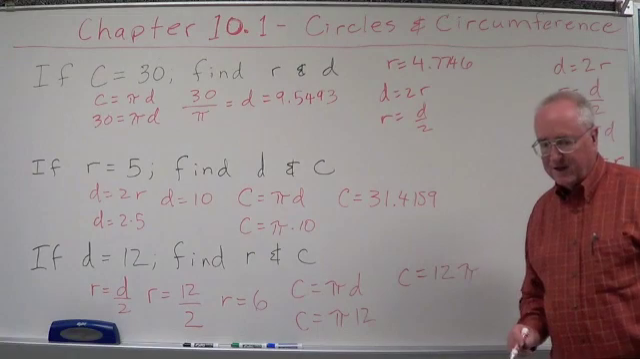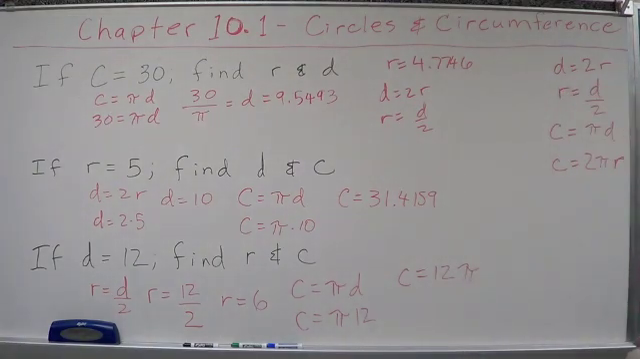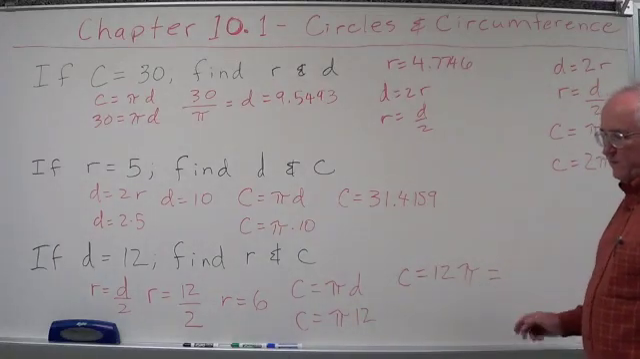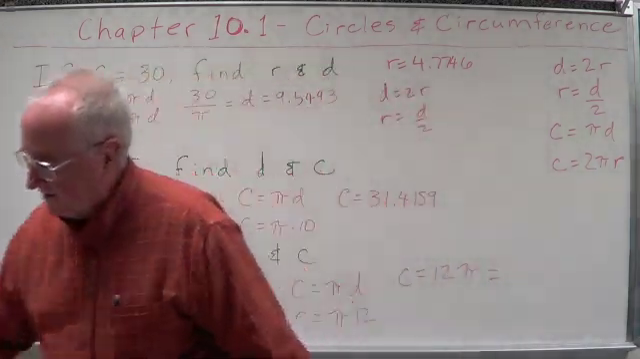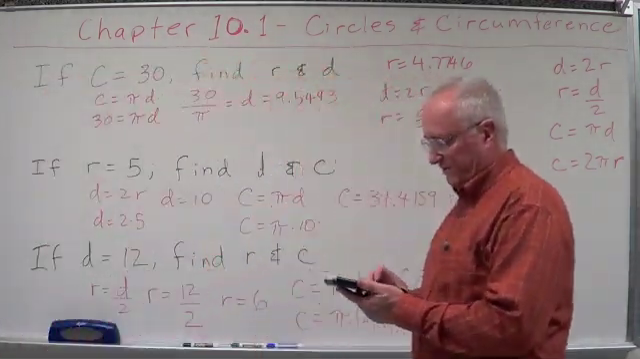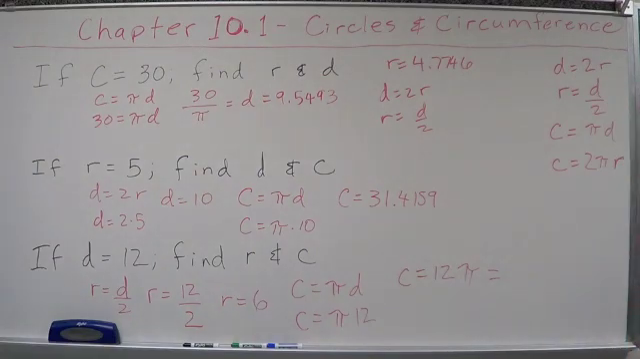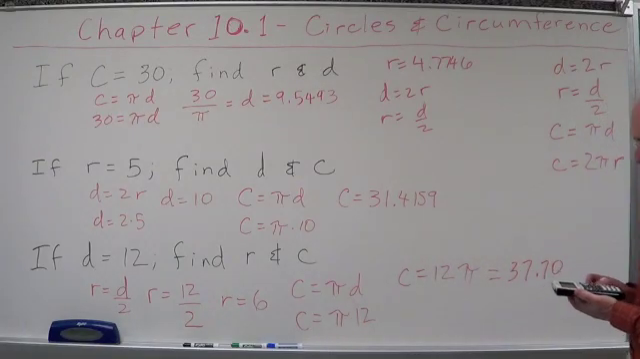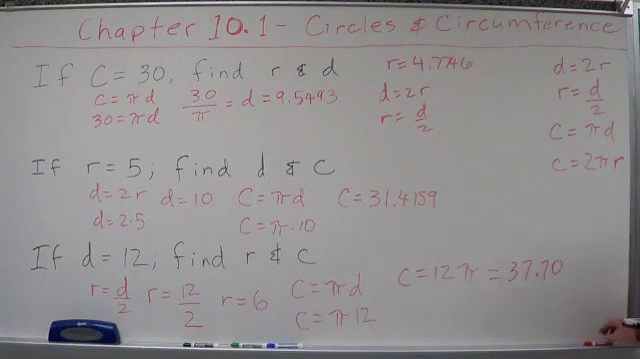Now, here's an interesting thing. If we want the exact measurement of our circumference, we would leave it just like this. Why? Because this would be exact. However, if we want an approximation to 2 decimal places, we would say 12 times pi equals 37.70. So those are just some sample calculations of how to do this. There'll be others that we'll do in class. So, beginning of an introduction to circles and circumference.